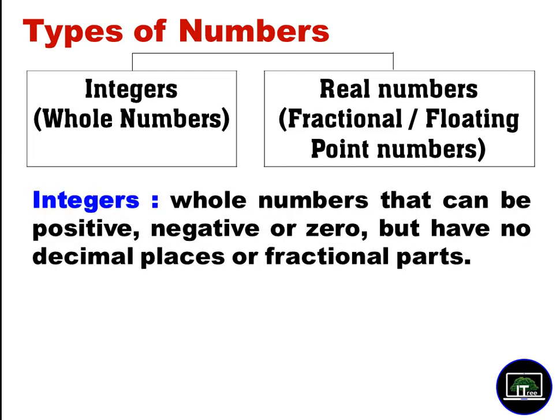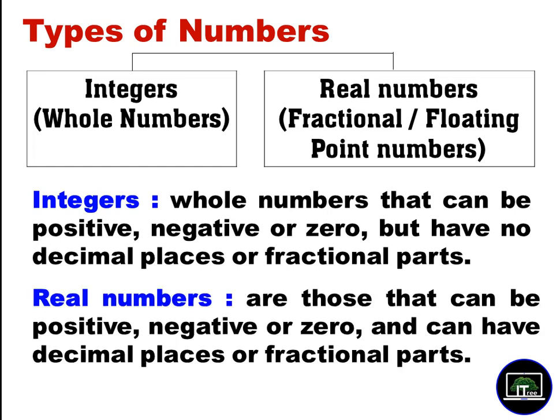What are integers? Integers means whole numbers that can be positive, negative, or 0, but there are no decimal places or fractional part. Integers are whole numbers which don't carry a decimal part or a fraction. Real numbers are numbers that can be positive, negative, or 0, and can have decimal places or fractional parts. Real numbers will have decimal places as well as fractional parts.